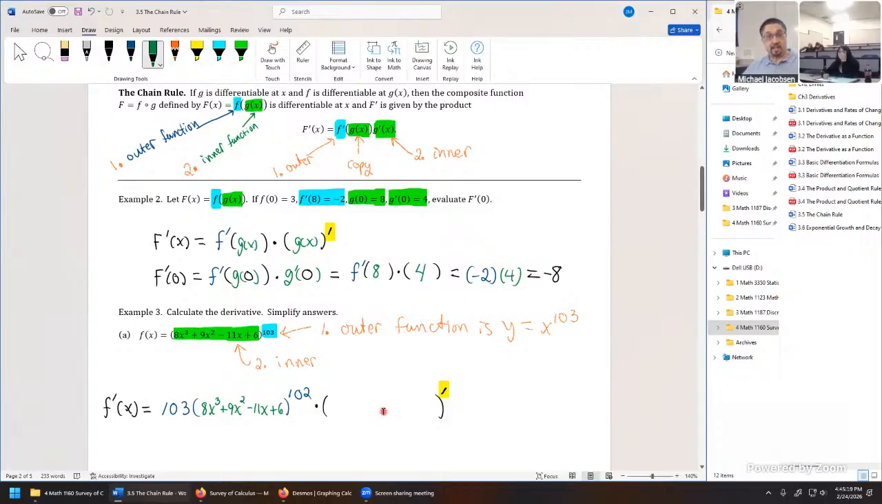Then it gets copied here, but there's one extra process. We'll differentiate it next. So put in the same stuff, 8x cubed plus 9x squared minus 11x plus 6. And that's what this original formula is trying to say. You copy the g of x, you copy it again, but then you differentiate it. So there's a prime on that step by the red dot, much like how we have a prime right here.